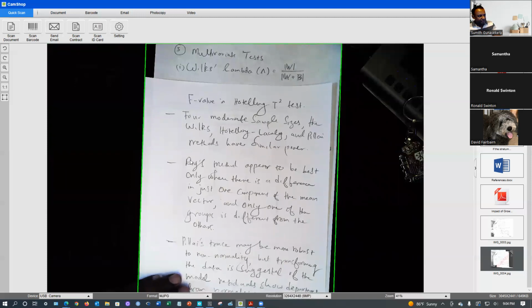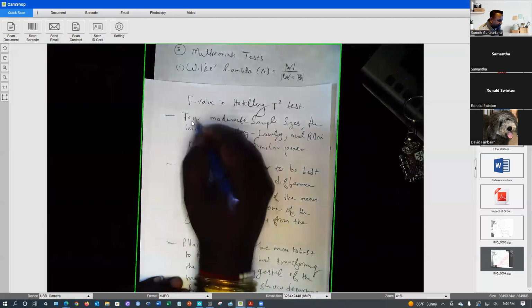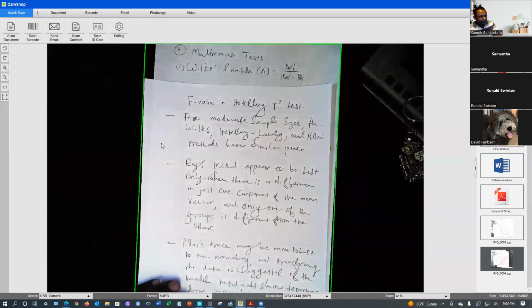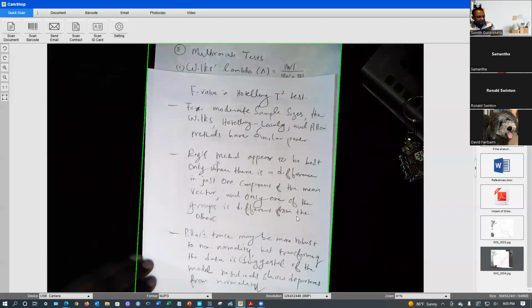For moderate sample sizes, the Wilks, Hotelling-Lawley, and Pillai methods have similar values and similar power. Roy's method appears to be the best only when there's a difference in just one component of the mean vector and only one of the groups is different from the others.